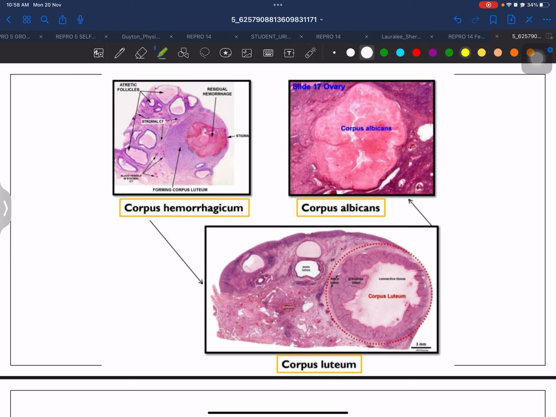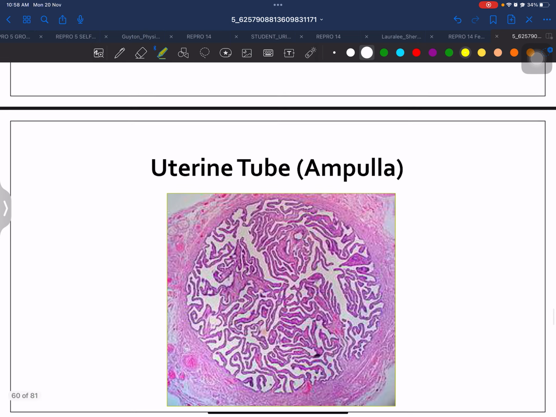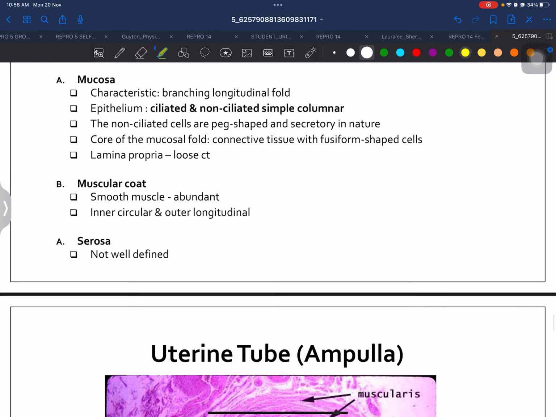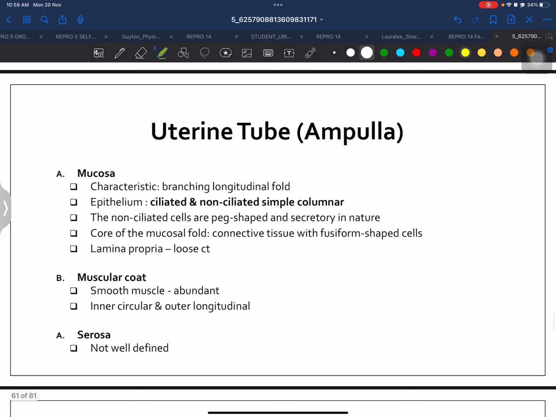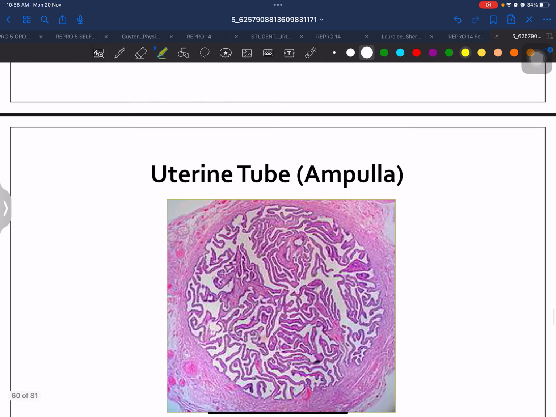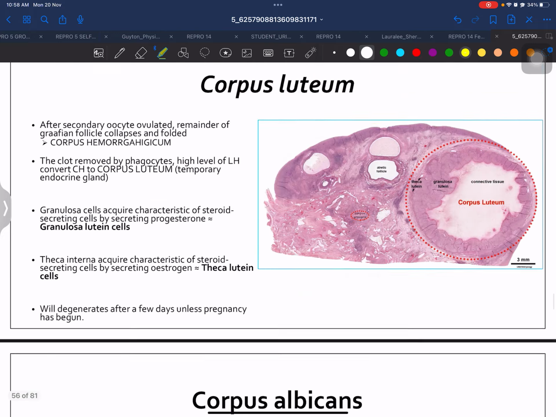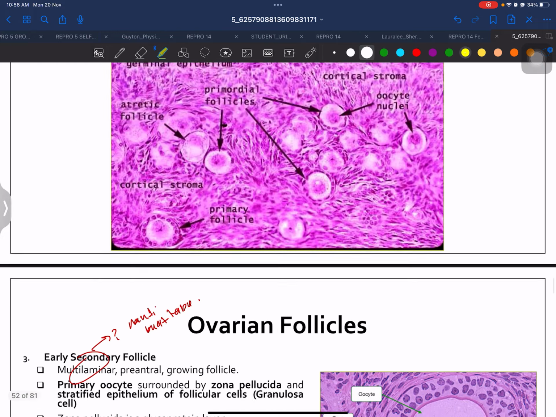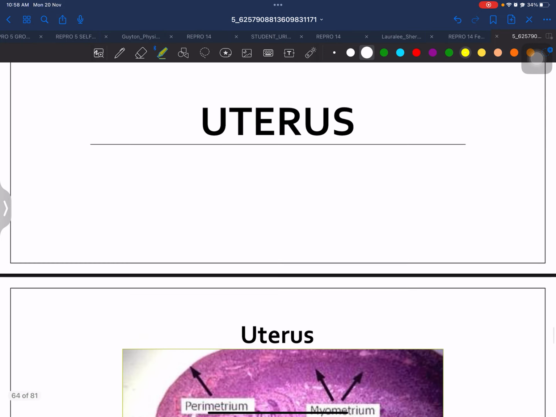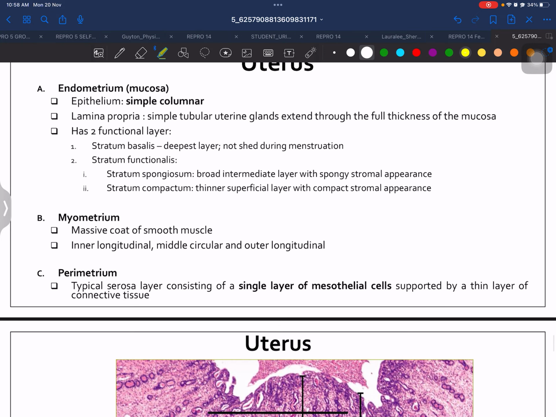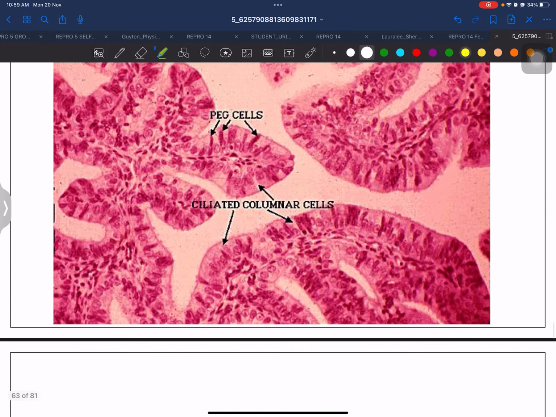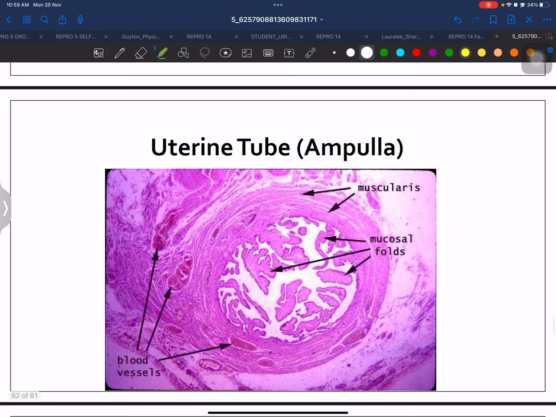So the core of the mucosal fold, they ada connective tissue with fusiform shaped cells, and dia punya muscular coats adalah smooth muscle and abundant, which are inner circular and outer longitudinal. So these are the arrangement, inner circular and outer longitudinal. These are the mucosal folds of uterine tubes, and these are the muscle layers.